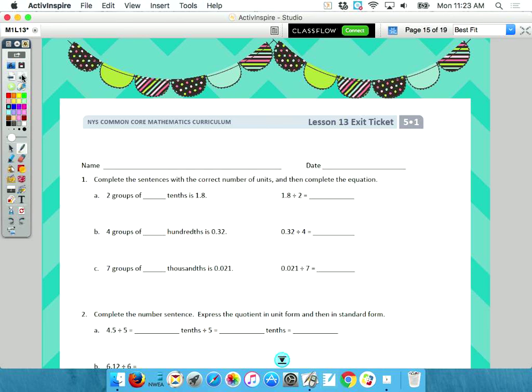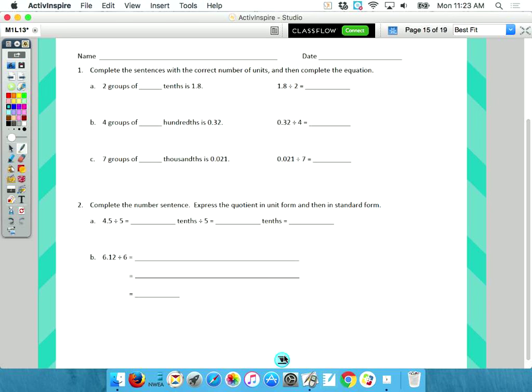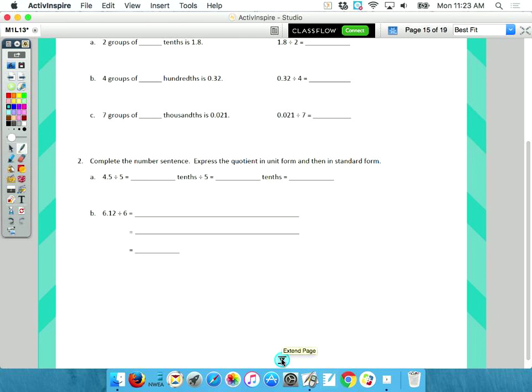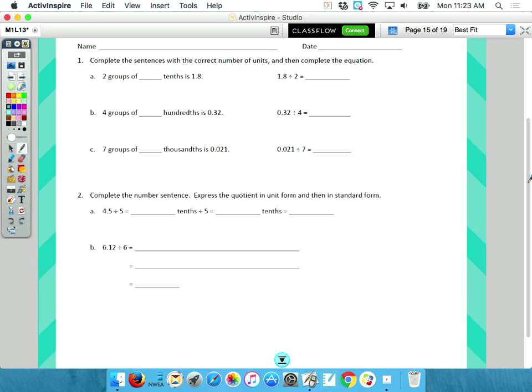Okay, here's what I want you to do. Turn it over and look at the exit ticket. I'm still not satisfied that you know what you're doing, but we're going to give it our best shot. What is it best to think of these as? Unit form, right? So rewrite those for me.